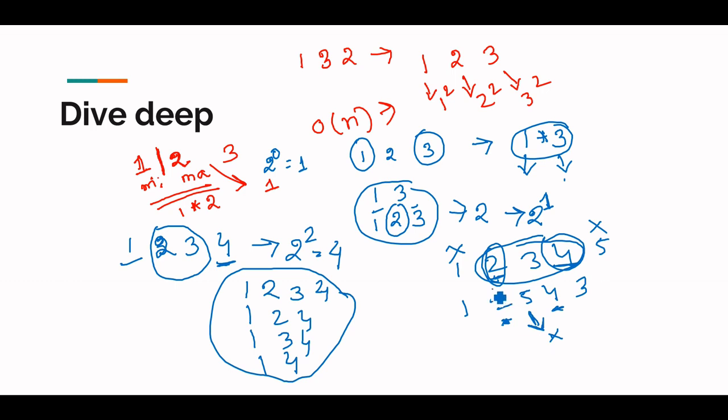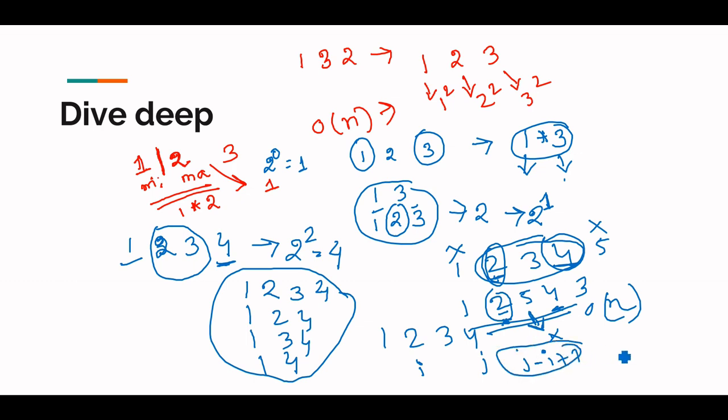What we have to do is find all the numbers between 2 and 4 in the array. So we have to check in some order of n time, like we have to find them. But if the array is sorted, we don't need to find. We have j here, we have i here. So basically there are j minus i plus 1 numbers. So it's like this.